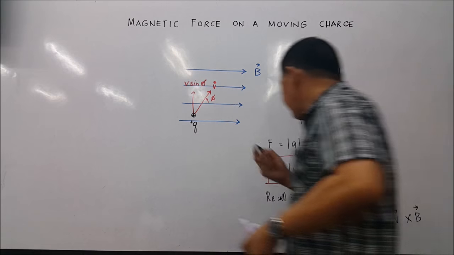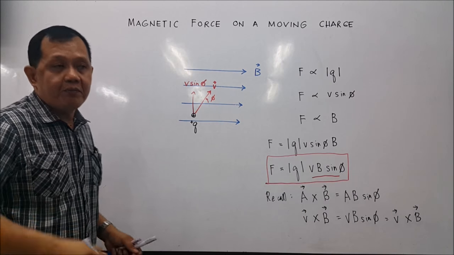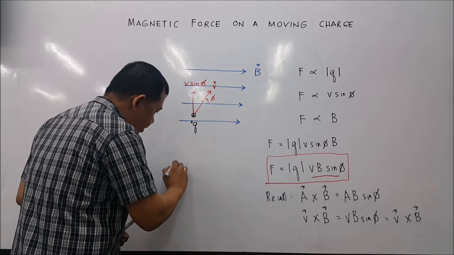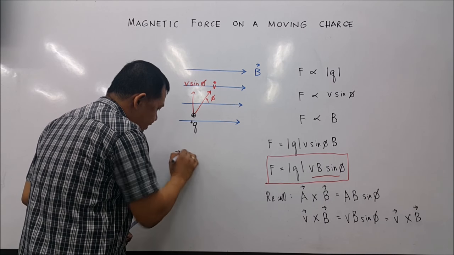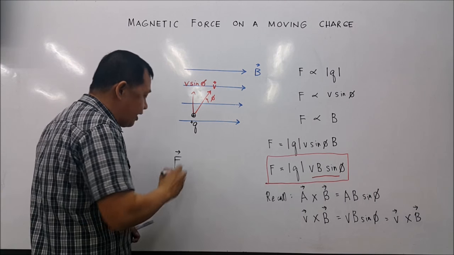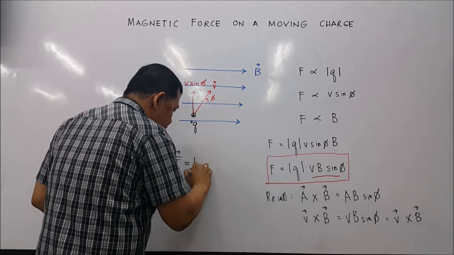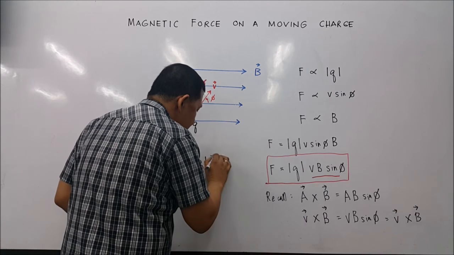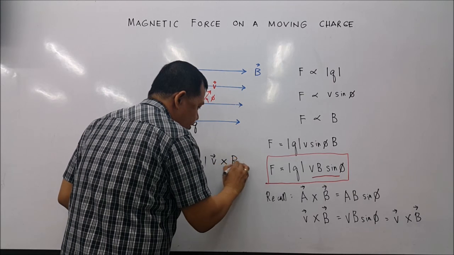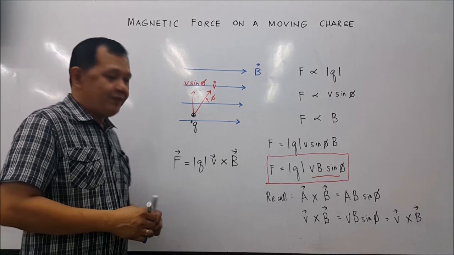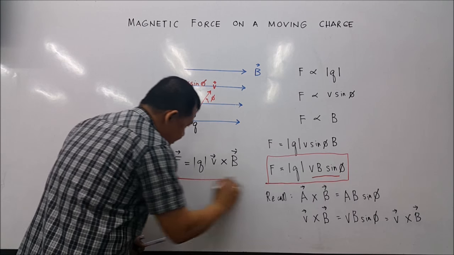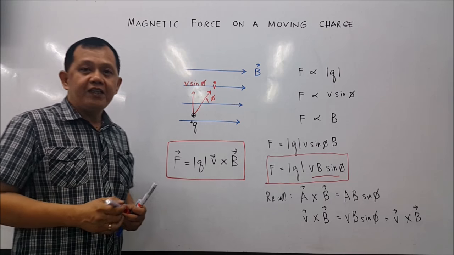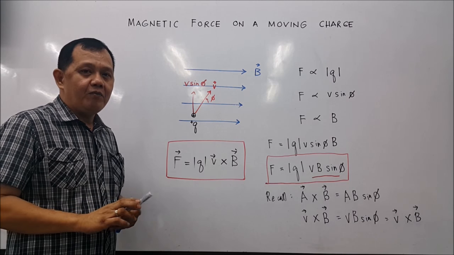So therefore, we can write the vector form of the magnetic force exerted by a field on a moving charge as F. That's a vector, so it has a direction. It's equal to the magnitude of Q times V cross B. So this is the magnetic force on a moving charge.